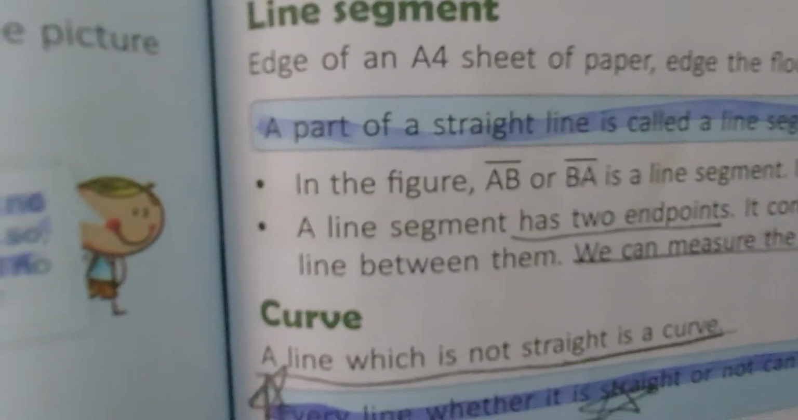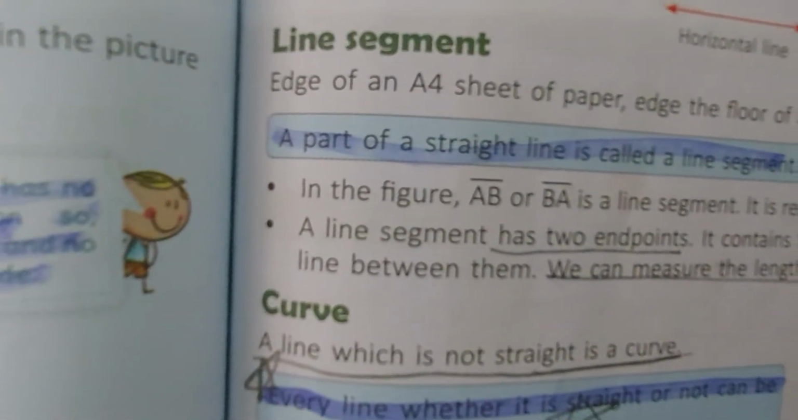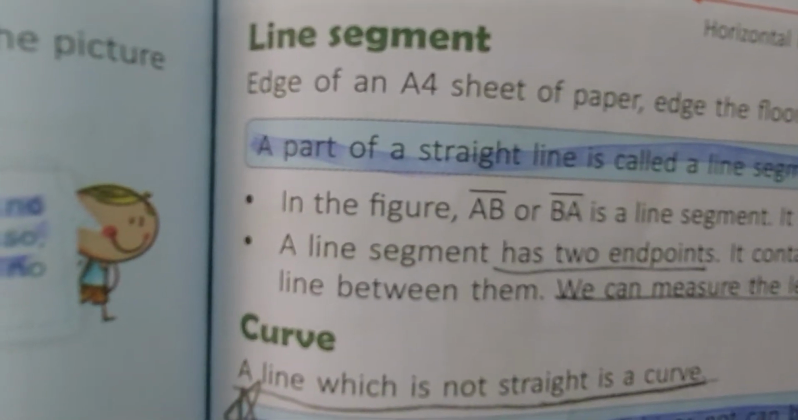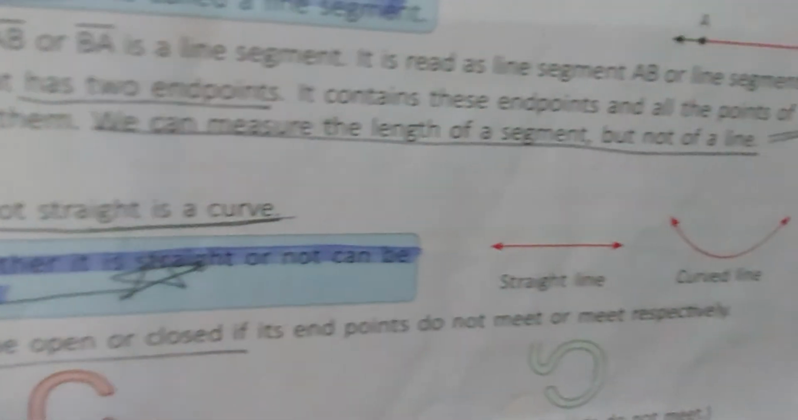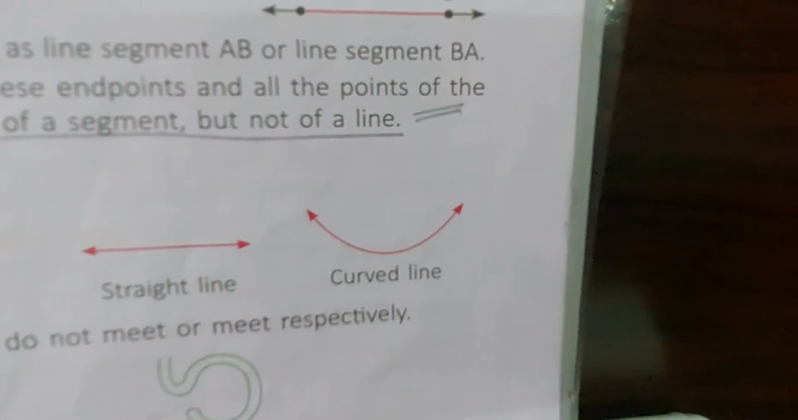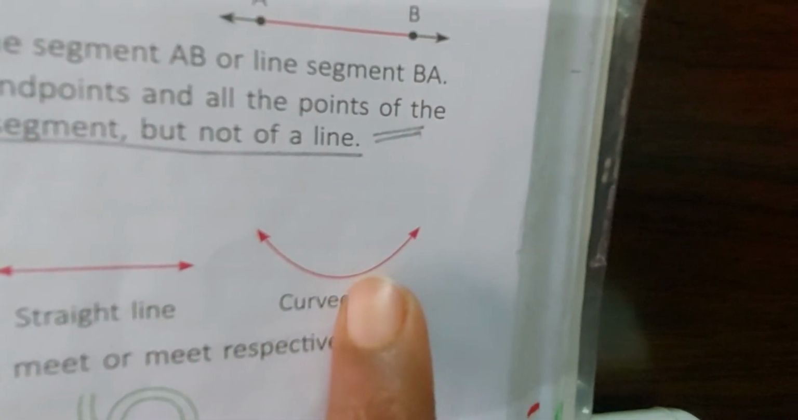Next we read what is a curve. A line which is not straight is called a curve. So what is a curve? A line which is not straight. We see here we have a straight line and this is a curved line.